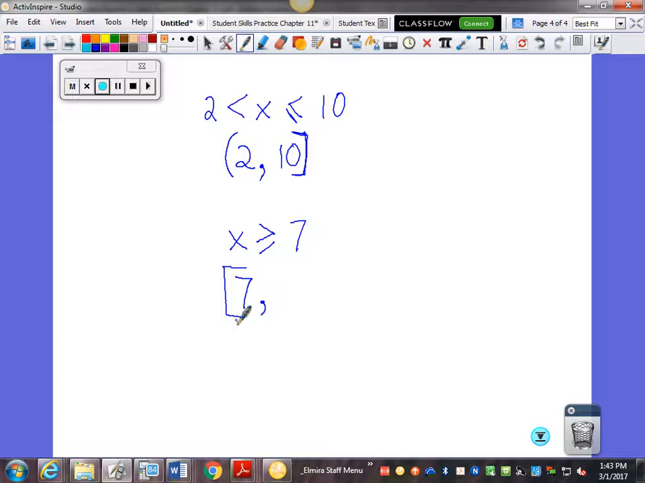Okay, well, Mrs. Andrews, you said it has to have 2 numbers in it, so there's not a second number. Okay, well, x greater than 7 means any number bigger than 7, which goes to literally infinity. So we use that sideways kind of 8 shape for infinity, and infinities always get a round parenthesis. Okay?